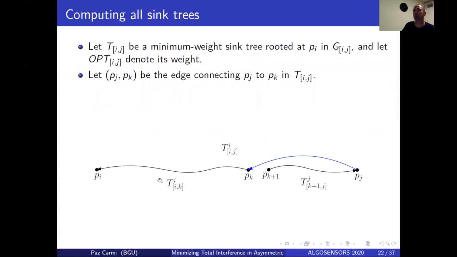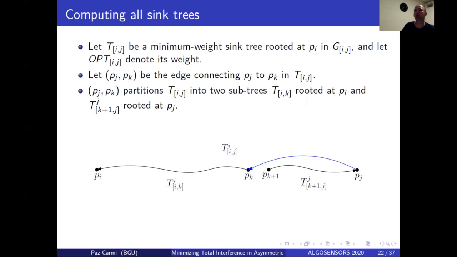So let T_ij be a minimum weight sink tree rooted at P_i in G_ij, and let opt_ij denote its weight. Let PJ, PK be an edge connecting PJ to PK in the tree. So we have an edge between PJ and PK in the tree, and we have a tree that is rooted at PI. In an optimal solution, we know that all the points here should form a sink to PJ. So the optimal sink here should be a part of all the optimal solutions.